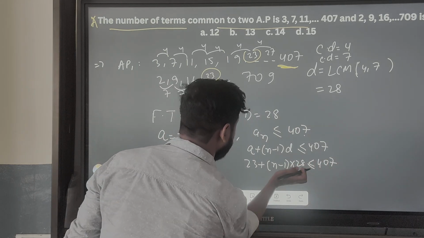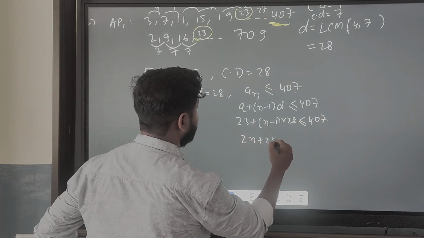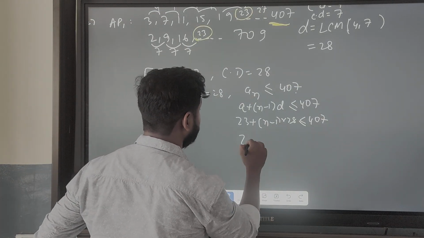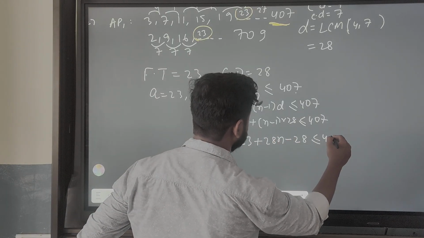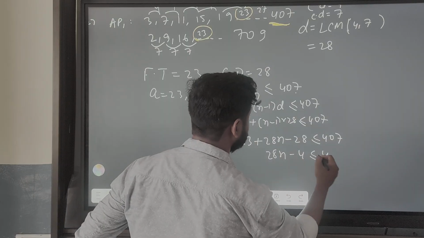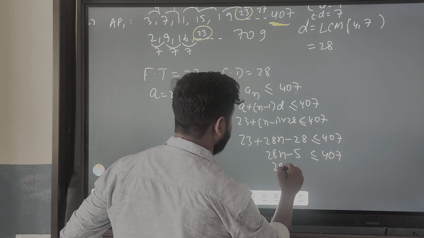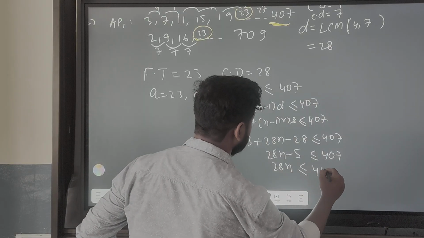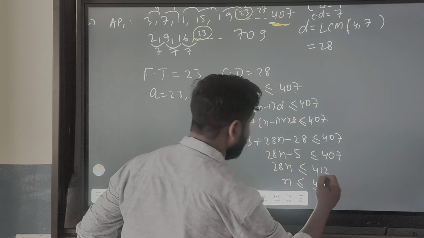If you open the bracket, see students, what will it be? 23 plus 28n minus 28. So what you'll say, 28n minus 5, less than or equal to 407, that's not 4, right? That's 5. So 28n is less than or equal to 412. n is less than or equal to 412 upon 28.